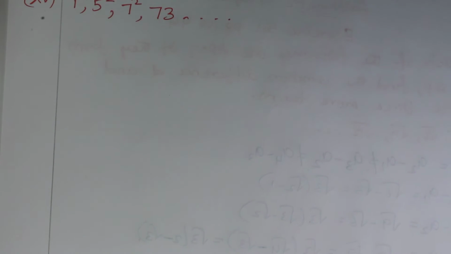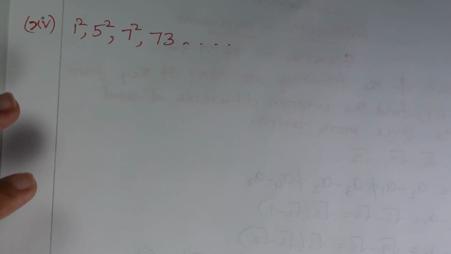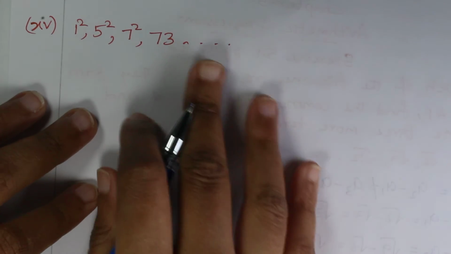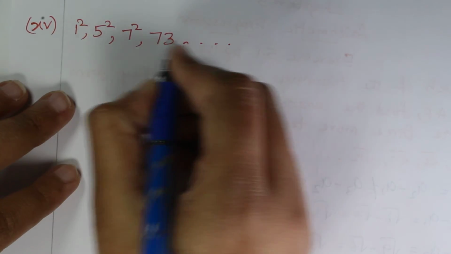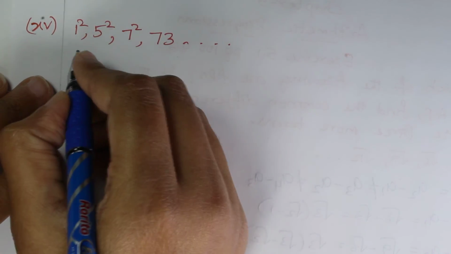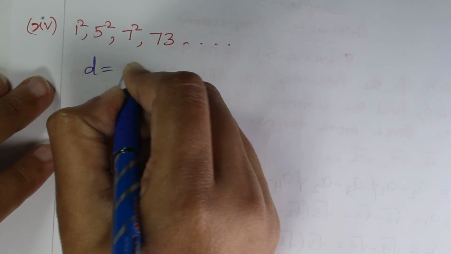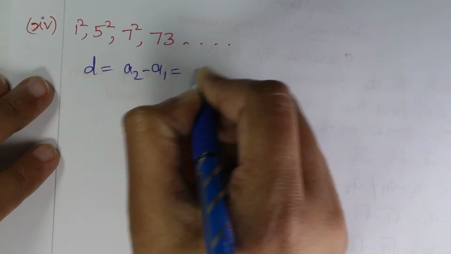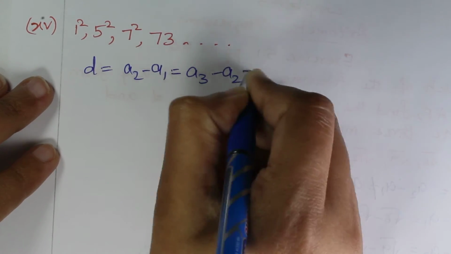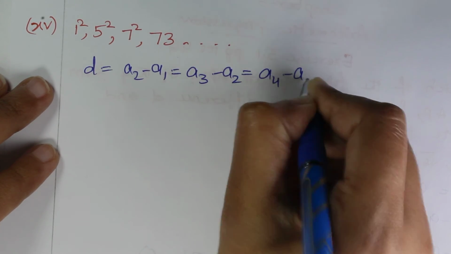Let's move to the last part of this question. That is 1 square, 5 square, 7 square and 73 and so on. In order to check for this series whether this is an arithmetic progression, we have to verify this condition D is equal to A2 minus A1 is equal to A3 minus A2 is equal to A4 minus A3.